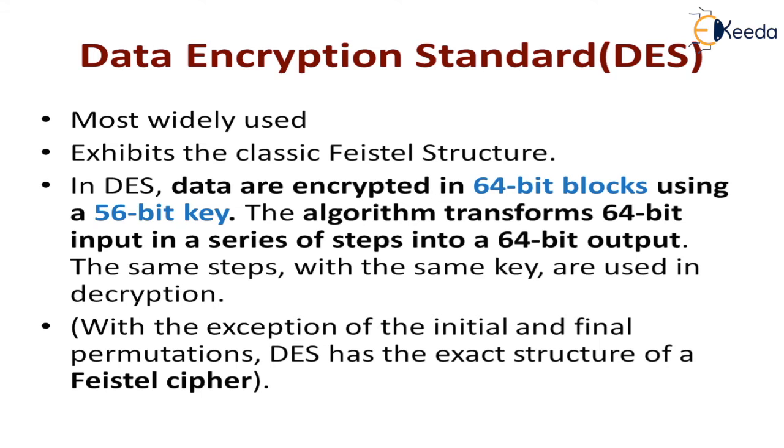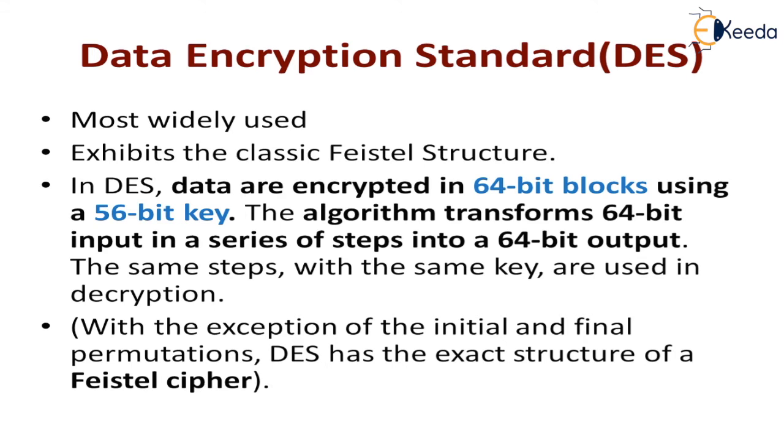The Data Encryption Standard is the most widely used encryption method, and it exhibits the classical Feistel structure. As we already discussed the Feistel structure, DES encrypts data in 64-bit blocks using a 56-bit key. This is the identity of the Data Encryption Standard. This algorithm transforms a 64-bit input in a series of steps into a 64-bit output, so the plain text and the ciphertext length will be the same.